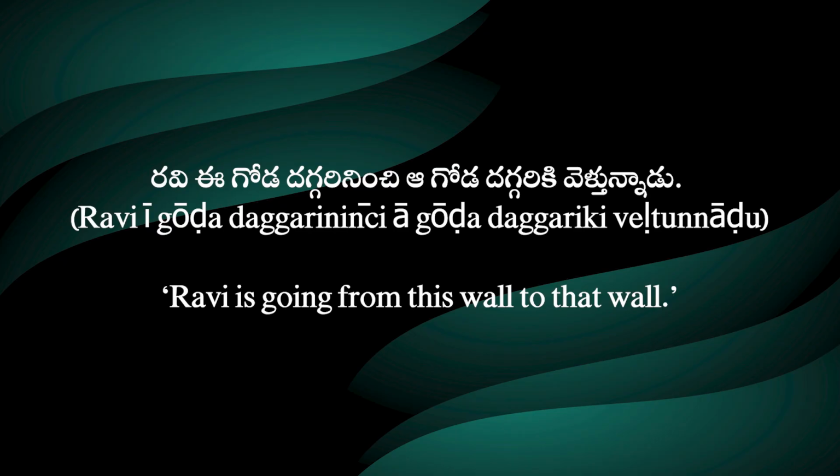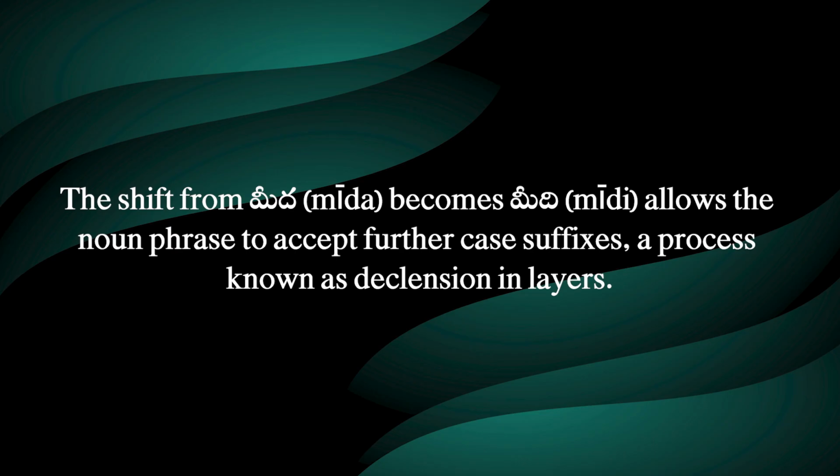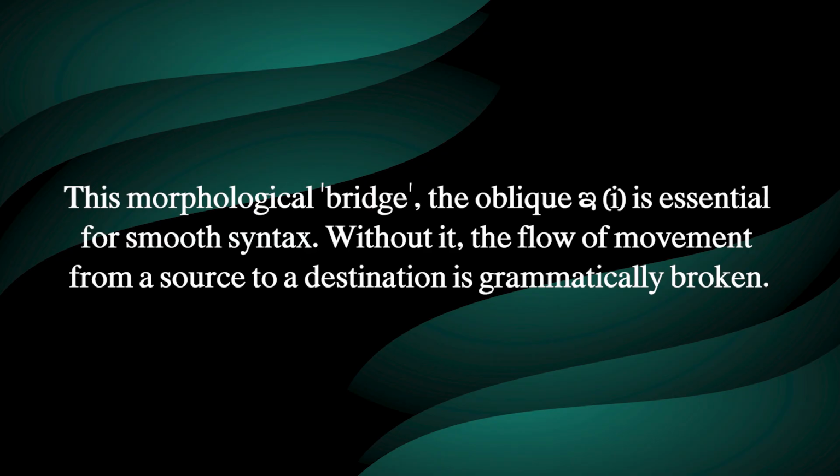Ravi is going from this wall to that wall. This E ending is the bridge that allows one case to transition into another. Without it, the sentence would lack directional flow. The shift from Meeda to Meedi allows the noun phrase to accept further case suffixes, a process known as declension in layers. This morphological bridge, the oblique E, is essential for smooth syntax. Without it, the flow of movement from a source to a destination is grammatically broken.